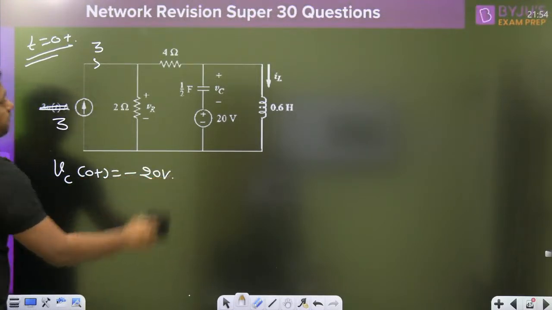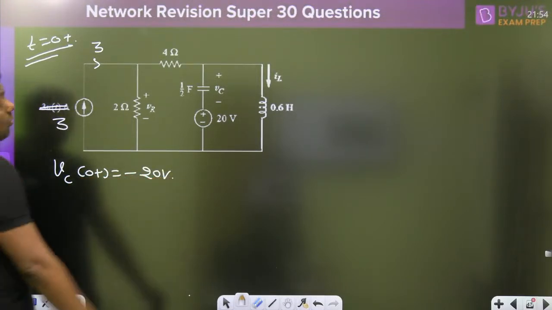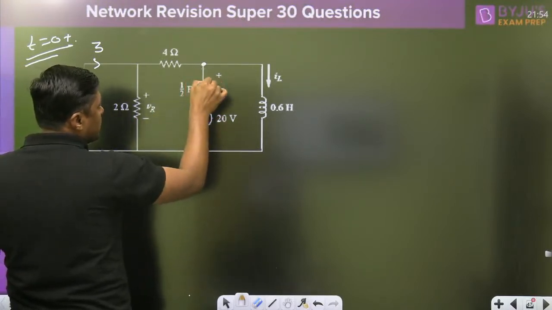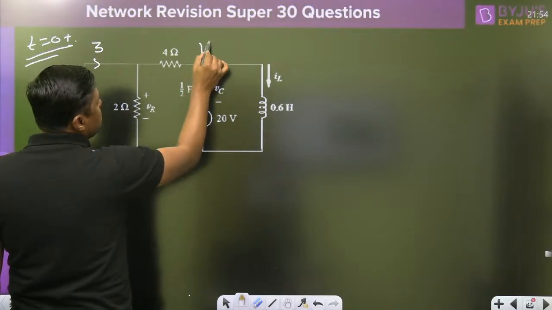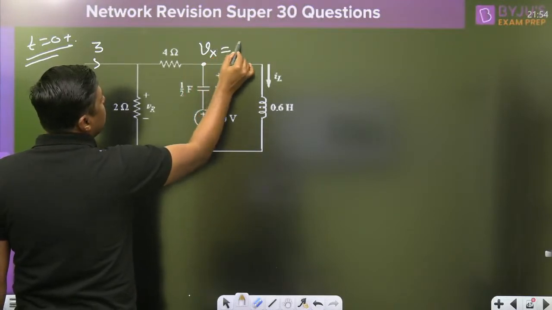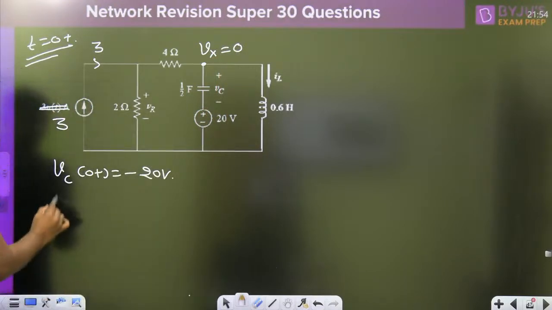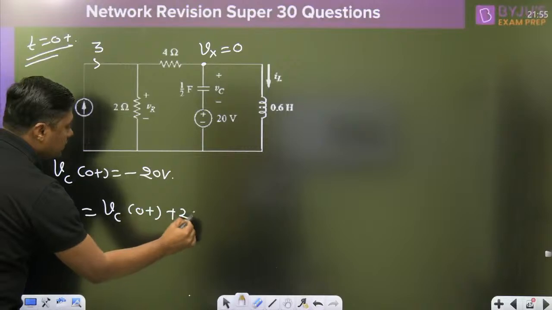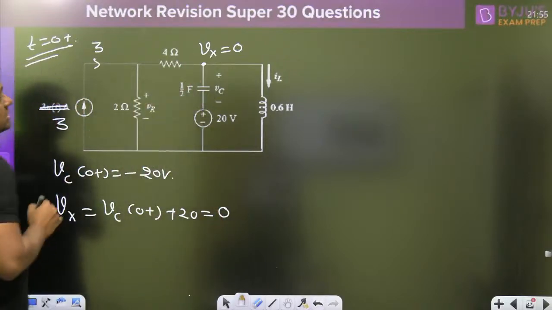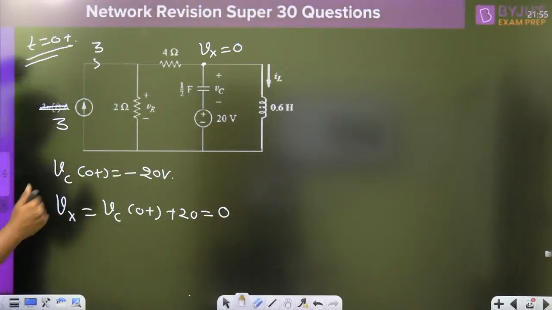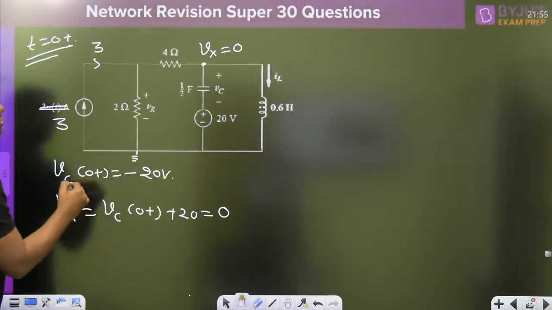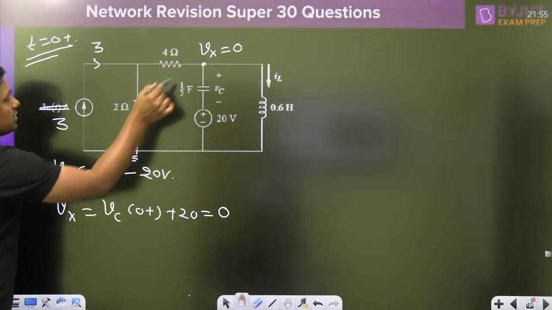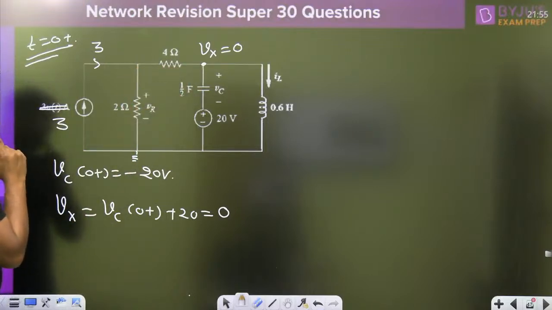Right. Now what is the voltage at this point? Because it is minus 20 volt, this is plus 20 volt. The initial voltage at this point, Vx, is equal to Vc 0 plus 20, that will become 0. Voltage at this point is 0. Now watch this, voltage at this point is also 0. This is 0, that is 0, right?